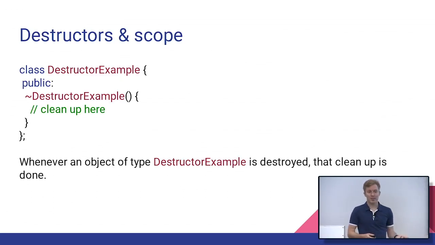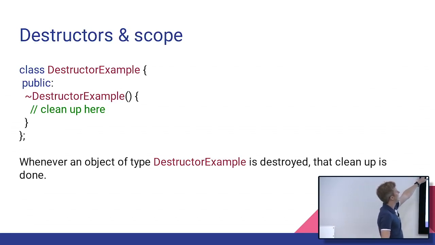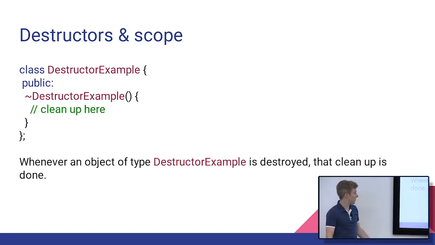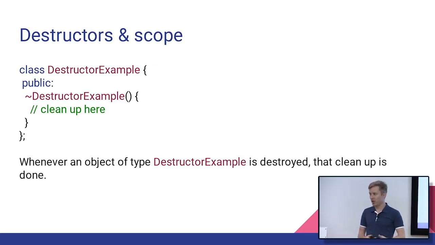So that's where C++ destructors come in. These are deterministic. This is an example of a destructor. You can put whatever code you want in there to clean up your resource. And as soon as that object is destroyed, if it goes out of scope or anything like that, this destructor is going to be called.